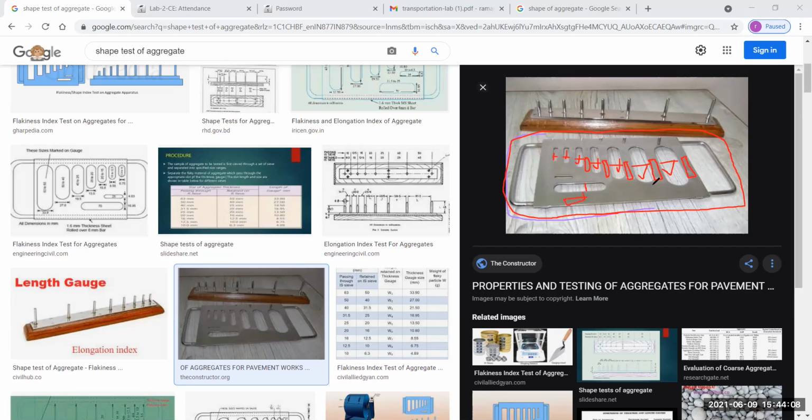Basically these numbers are between 63 to 50. These numbers are from 63 to 50, these are from 50 to 40, from 40 to 31.5, from 31.5 to 25, from 25 to 20, and so on.